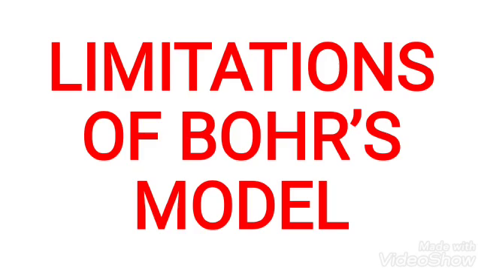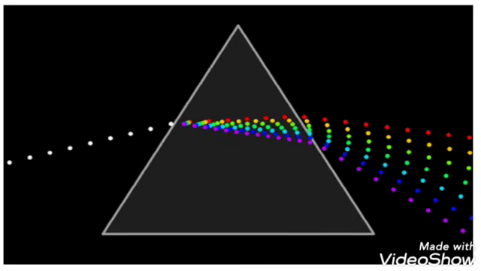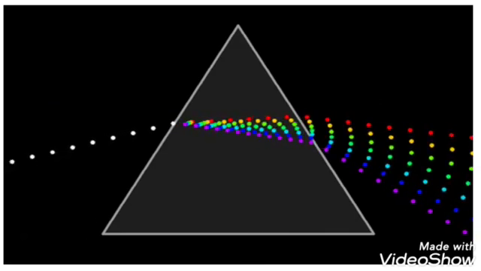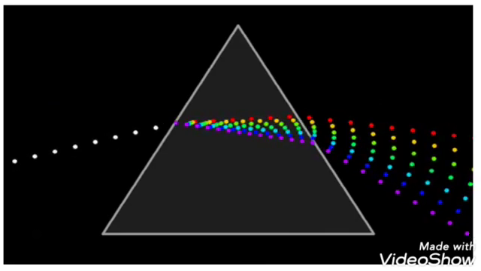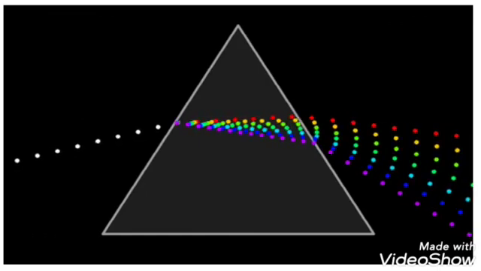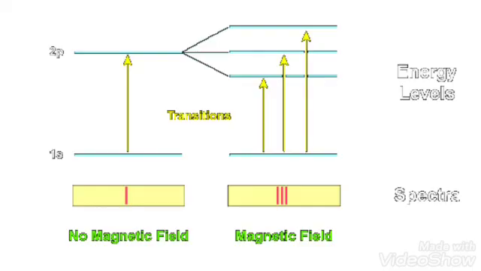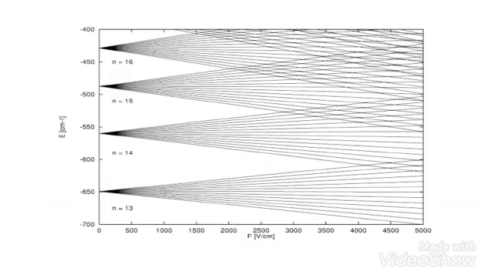Limitations of Bohr's model. Fails to explain the spectrum in atoms containing more than one electron. It fails to account for the finer details of the hydrogen spectrum. It was unable to explain Zeeman effect, that is, splitting of spectral line in the presence of magnetic field. It was unable to explain Stark effect, that is, splitting of spectral line in the presence of electric field. It could not explain the ability of atoms to form molecules by chemical bonds.